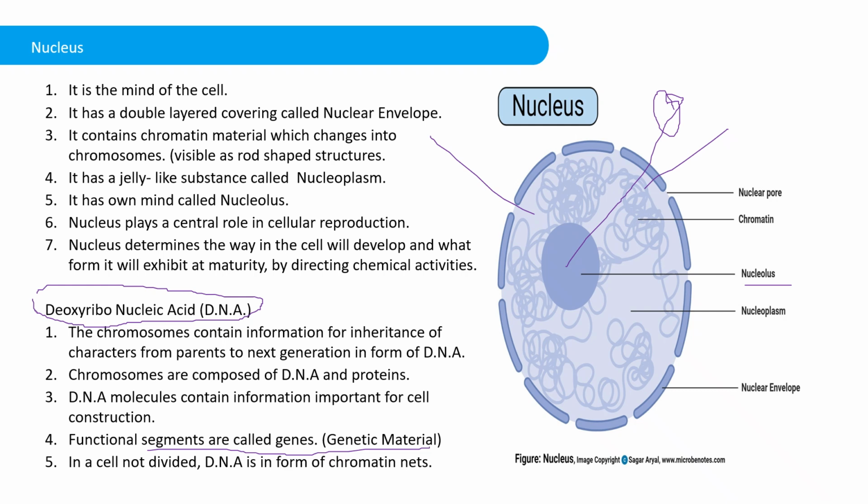So we have heard people say that I have my parents' genes. You have got your mother's eyes. This is all because of DNA, which has the inheritance information from the parents to the next generation. In a cell not dividing, DNA is in the form of chromatin nets. We can see here in this image, these are called chromatin nets. These are net-like structures which convert into chromosomes later on.